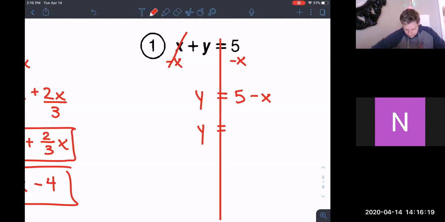Remember, just move it to the front and take the sign in front with it. What do you think? It's okay, you can be wrong. 5x? No, because we're not multiplying them. 5x would mean we're multiplying 5 and x together. This is 5 minus x.